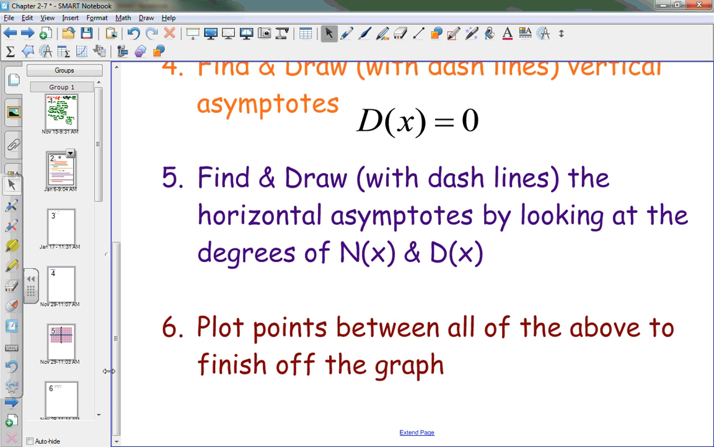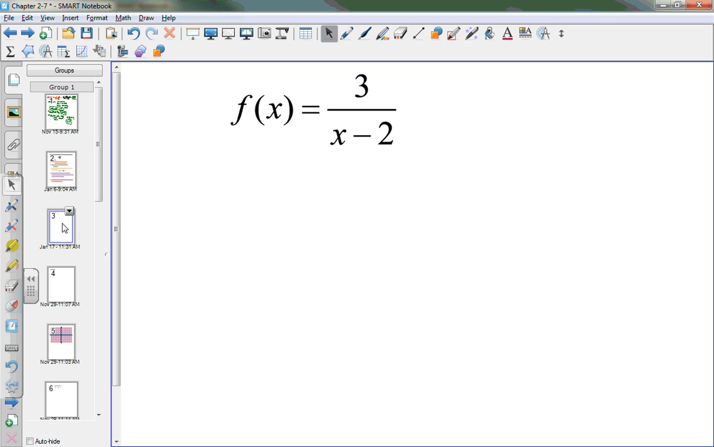But just like in section 2-6, step 1 we did domain, right? Step 2 we did vertical, step 3 we did horizontal. It's going to do the same exact thing. In 2-7 we throw one more little thing in, and that little thing is what we call a slant asymptote. Now, let's get busy with it. You ready? Step 1, domain. How do I find the domain?